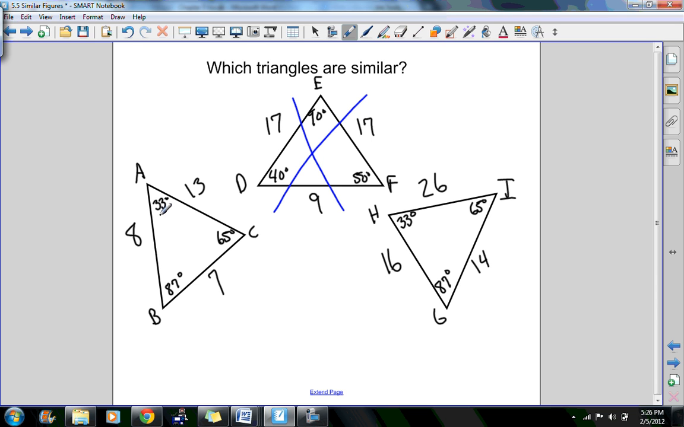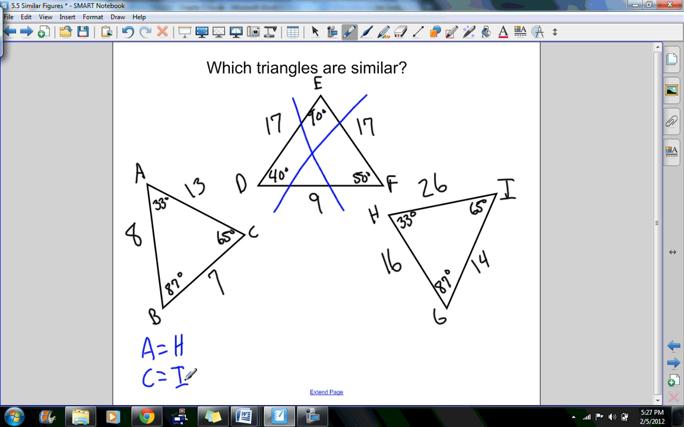So if I look here, I'm looking at 33 right here. And then I go to this triangle over here, all of a sudden I see, boom, 33. Therefore, I know that A equals H. Those guys match up. Okay, so then I go back over here and I look at 65. And I'm thinking, is there a 65 over here? There is. So C equals I.